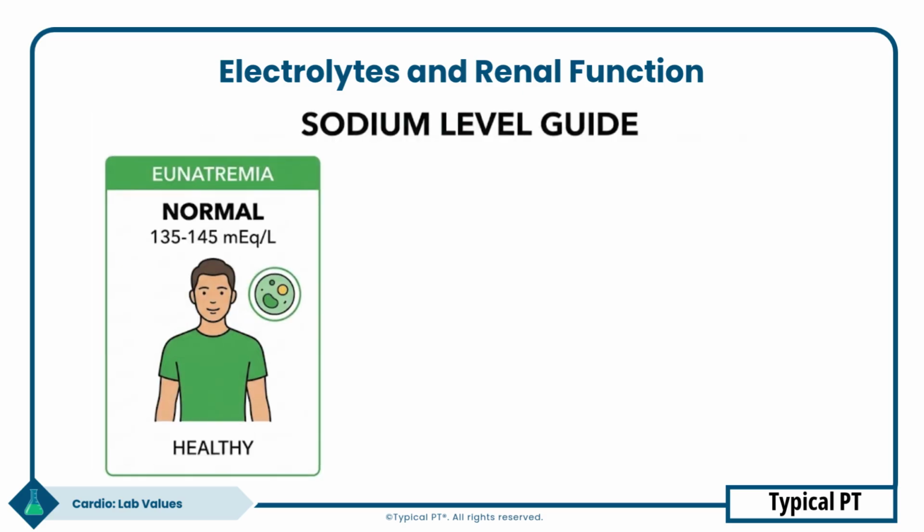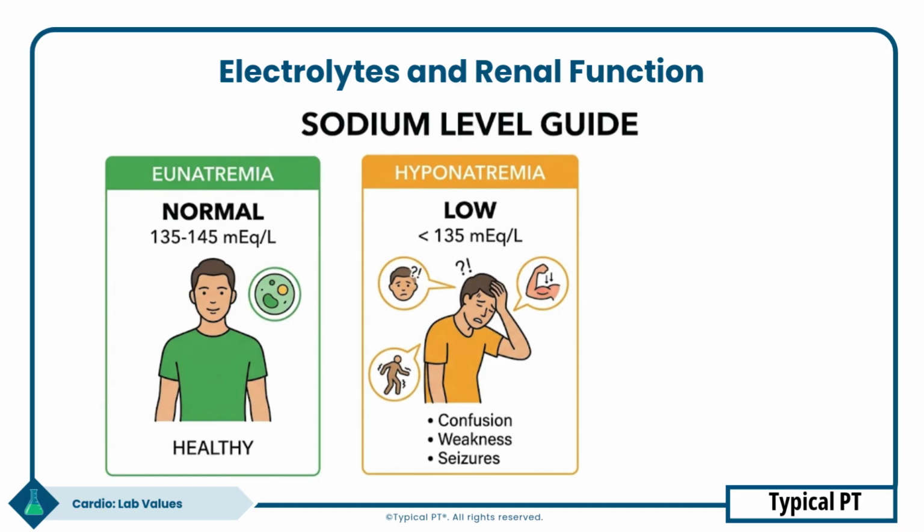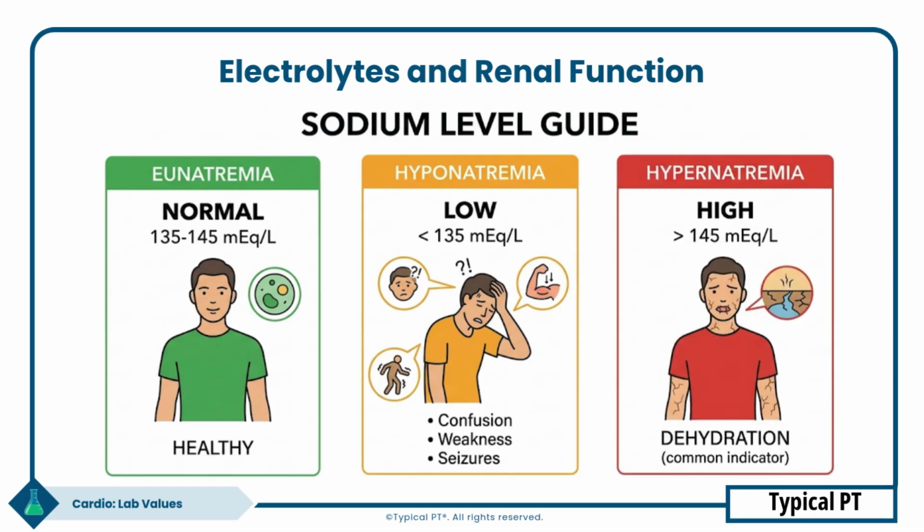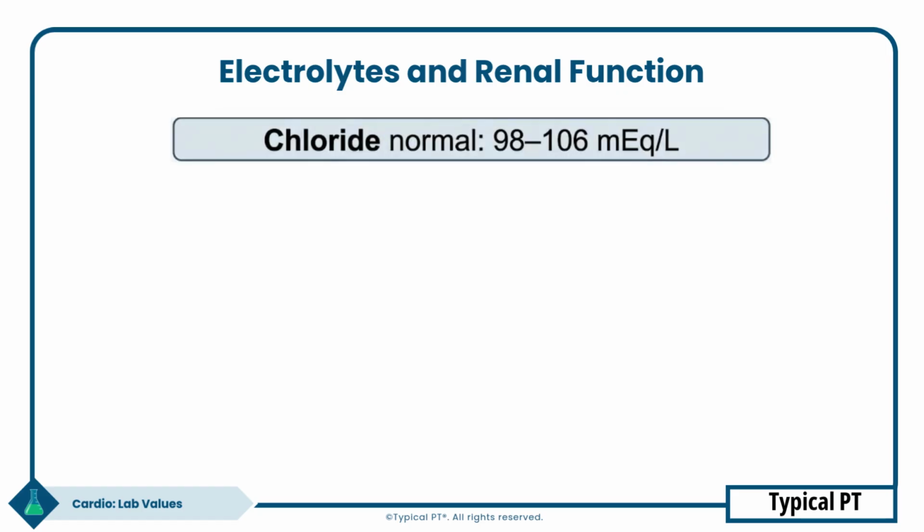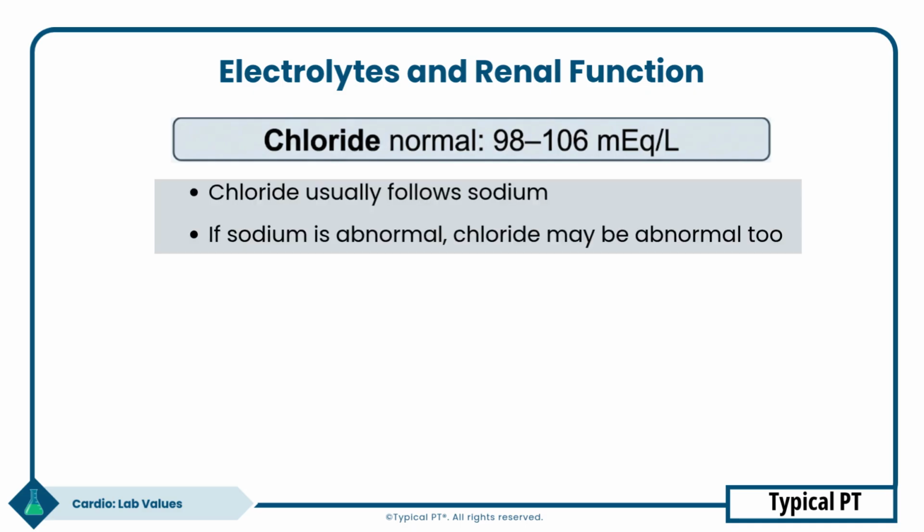Sodium normal is 135 to 145 milliequivalents per liter. Low sodium causes confusion, weakness, and seizures. High sodium typically indicates dehydration. Chloride normal is 98 to 106 milliequivalents per liter. Chloride generally follows sodium, so when sodium is abnormal, expect chloride to be as well.